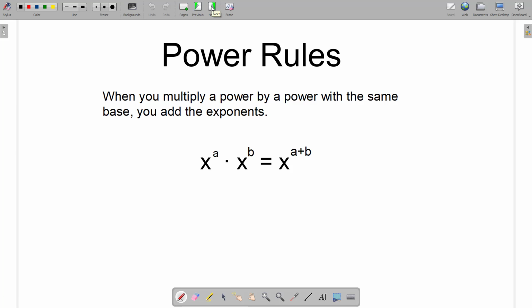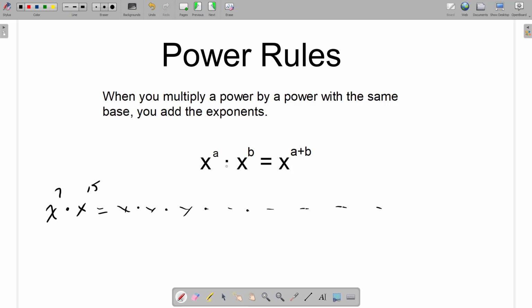Now, when we are multiplying powers, we don't want to have to take, for example, x to the 7th times x to the 15th, and write out x being multiplied by itself 7 times and x being multiplied by itself 15 times and then add up all of those x's. So we can use some power rules.